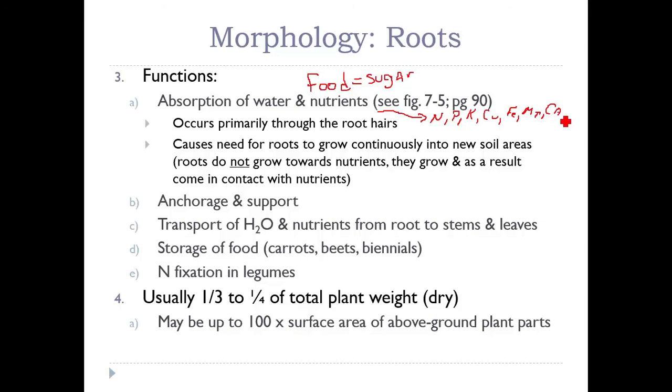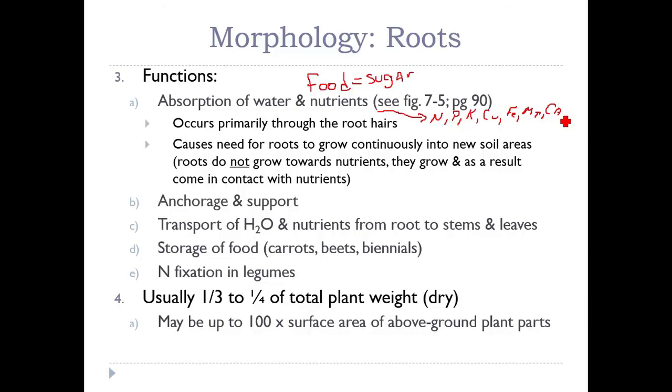But when we talk about nutrients, we're talking about elements, the things that plants must get from the soil in order to be able to do what they do with regard to photosynthesis. This absorption occurs primarily through the root hairs. They're tiny single-cell projections from the root surface. Roots are growing continuously into new soil areas. They don't necessarily sense the presence of nutrients. They just grow and they encounter nutrients as they go. And water.